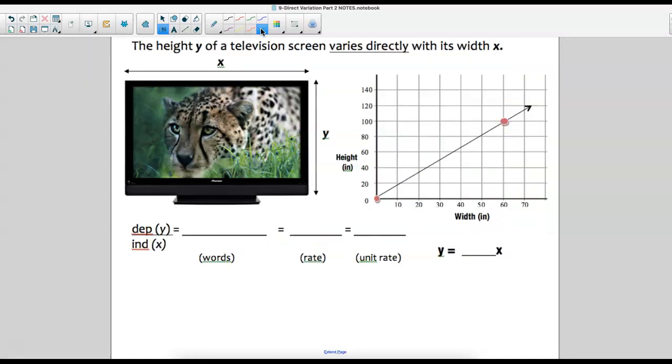Okay, last one. The height of a television screen varies directly with its width x. Okay? So we have the height varying with the width. What's the dependent variable? Look at this. Which one's dependent? Which one's independent? Look at the graph. The dependent variable is the y. This is always dependent. This is always independent. So we have height over width.